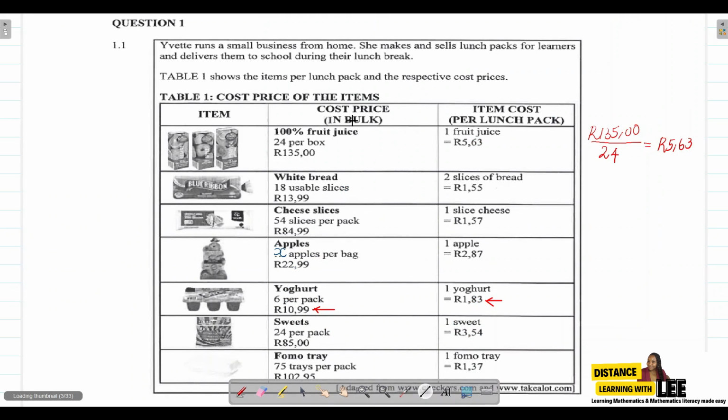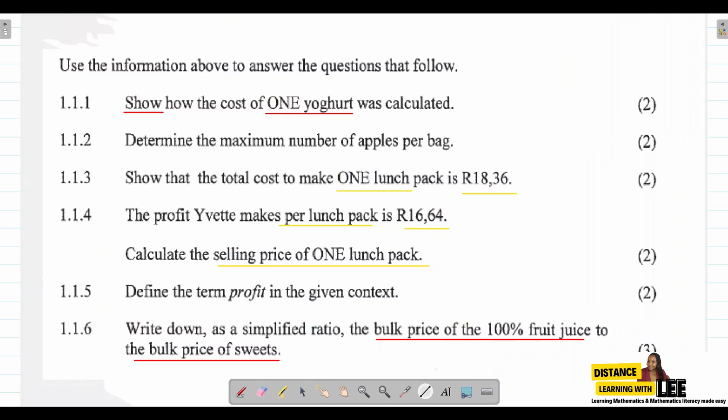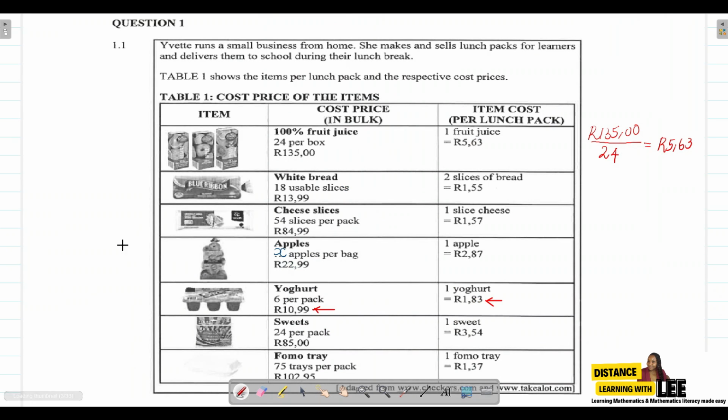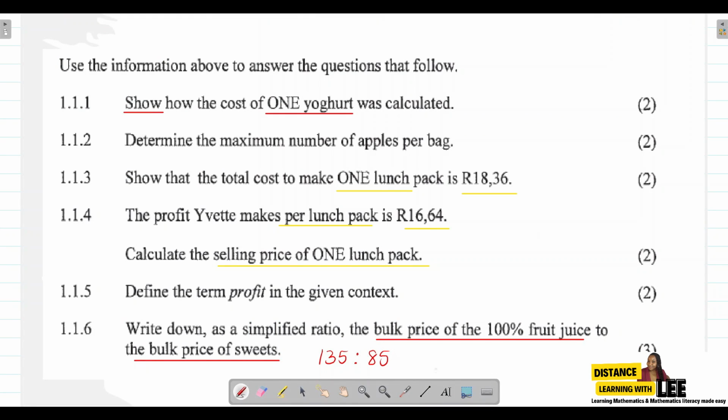So let's go back. The bulk price of the 100% fruit juice is 135 rand. So let's write that down here. And then they say 2. So when you see that 2, you're going to put that colon there to the bulk price of the sweets. So what is the bulk price of the sweets? You're going to go here. The bulk price of the sweets is 85 rand. And we want to write this as a simplified ratio. Do you see that this question tells you exactly what you need to do? The bulk price of the 100% fruit juice to colon the bulk price of the sweets.